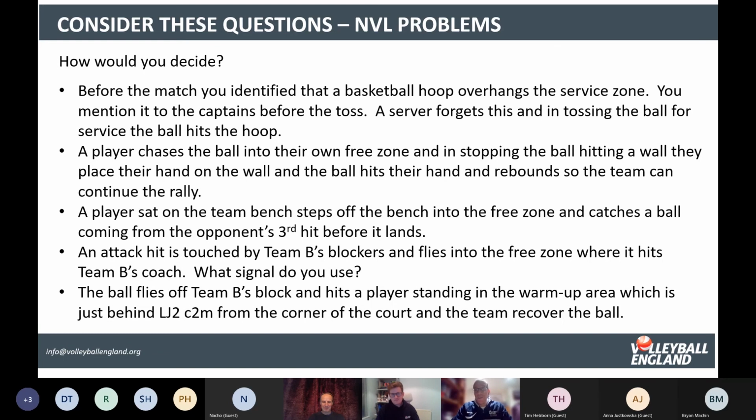But one thing you can do before the toss is say to the captains, "Look, guys, that basketball hoop overhangs. This is how I'm going to treat it if the ball hits it." If a server throws the ball up and it hits it, that's their stupidity. They should have checked above them before they did it. But they can still attempt to serve because the ball is not in play. If the ball is in play and it hits it, then I'm going to class it as an outside object, and therefore it's out. Just tell them this is how I'm going to deal with it.